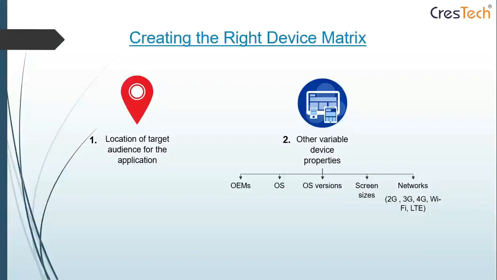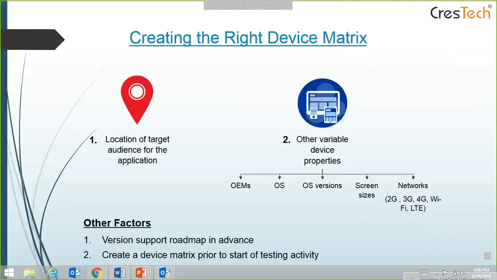Then it is about screen sizes. What screen sizes do you want to test upon? There are screen sizes ranging from 4-inch, 5-inch, 6-inch, 10-inch, 14-inch. After the screen sizes come the networks. It might be a set of networks that the testing needs to be done upon. So that is another important supporting factor apart from the location.